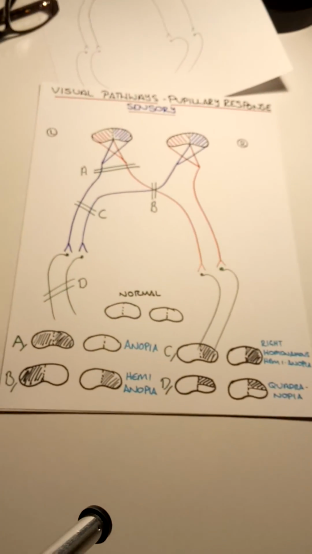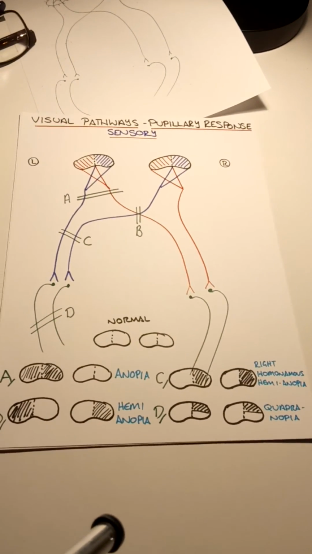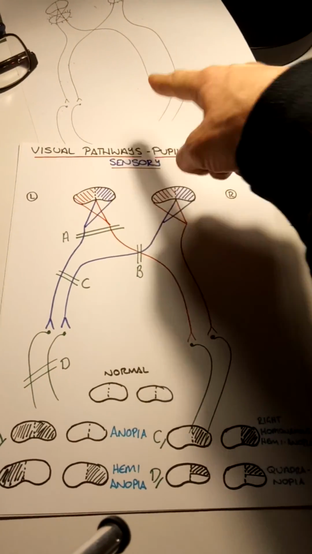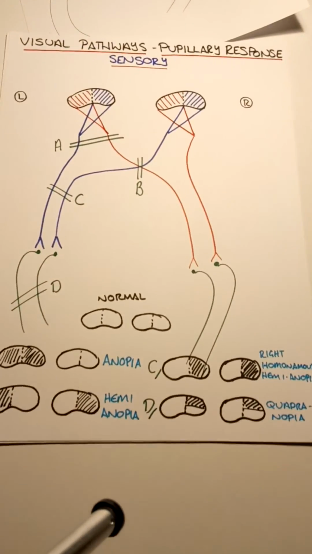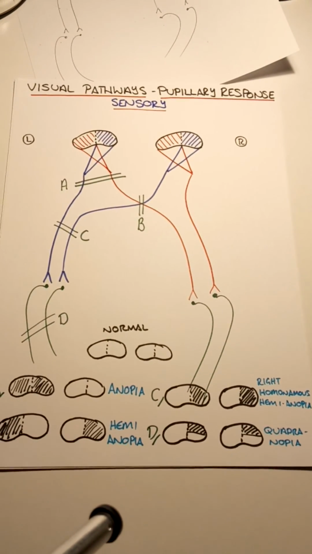Okay, so again, it looks complicated initially. Actually, you're just following lines. That's all it is. Oh look, there's my practice sheet. So there we go. That's visual pathways, sensory pathways.